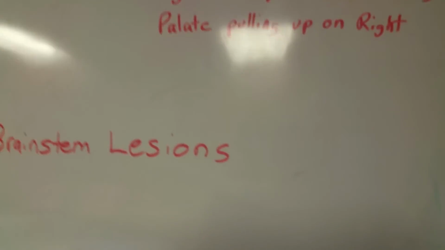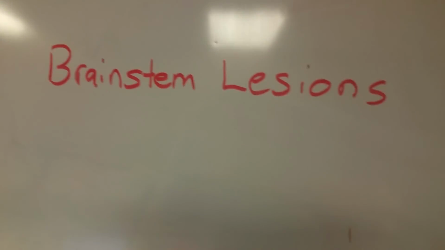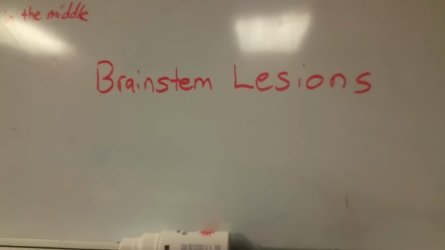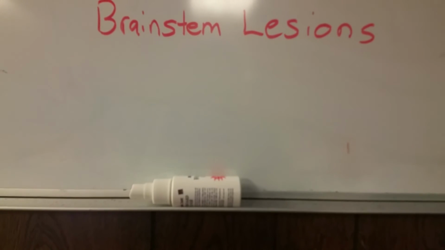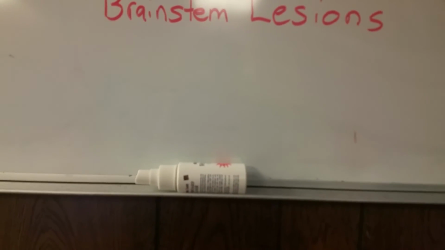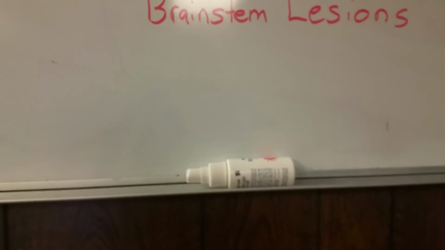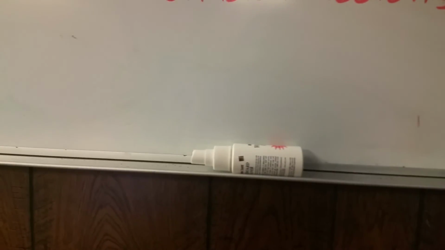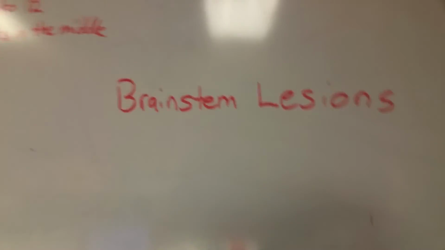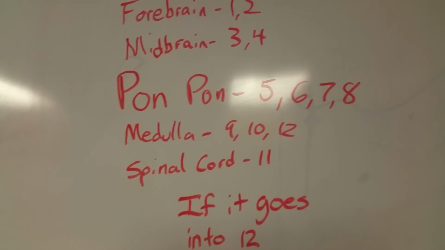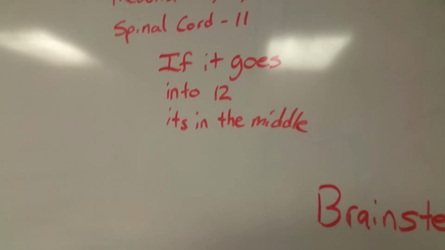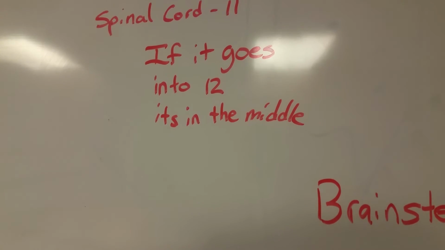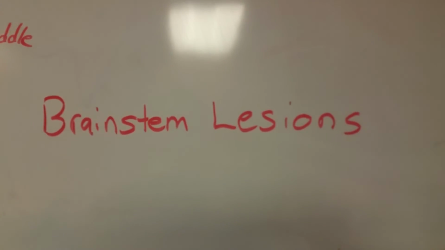I'm not going to bug you with any more. If you would like more problems, I can always do more. But this is basically how you do brainstem lesions. Find the cranial nerve in the stem of your question. Once you find your palate or your tongue or your eye that's acting weird, go based on your pons mnemonic for where it is. Once you know where it is, if it goes into 12, it's in the middle. Otherwise, it's lateral. And you'll get your lesion right every time.